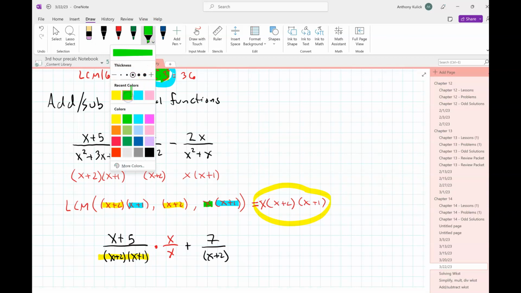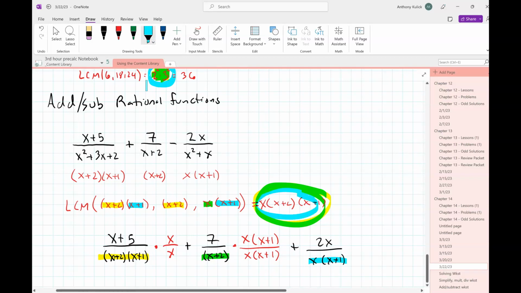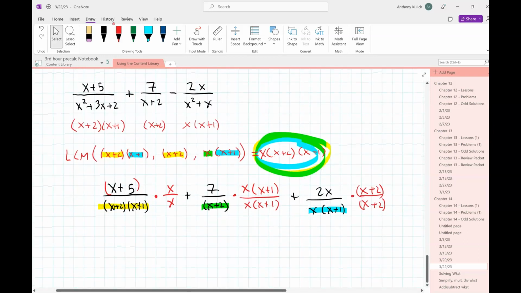We'll do the same thing for the next fraction. Here I have x plus 2. Compare that to the least common multiple. What am I missing? X and x plus 1. And then we'll do it once again for the last fraction. If I look at the x times x plus 1 and compare that, what am I missing? X plus 2. Everybody okay here?